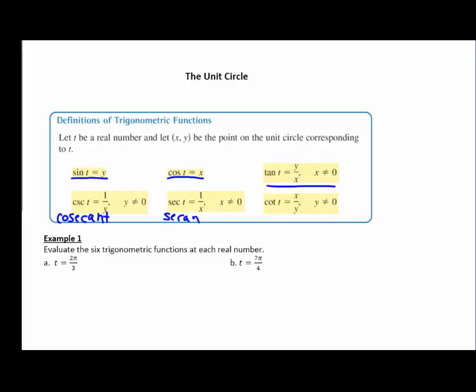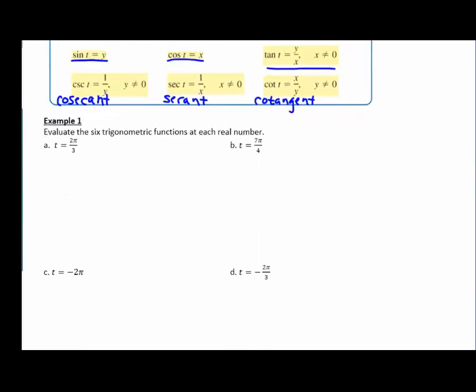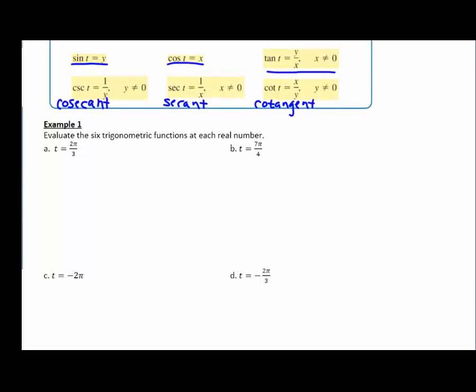Secant is the reciprocal of cosine, and cotangent is the reciprocal of tangent. And so you're just taking the appropriate coordinate and dividing 1 by it. Or you're taking the reciprocal for tangent, you're taking x over y instead of y over x. So let's take a look at example number 1. We're going to evaluate all 6 of the trig functions at the angle measure that's given.